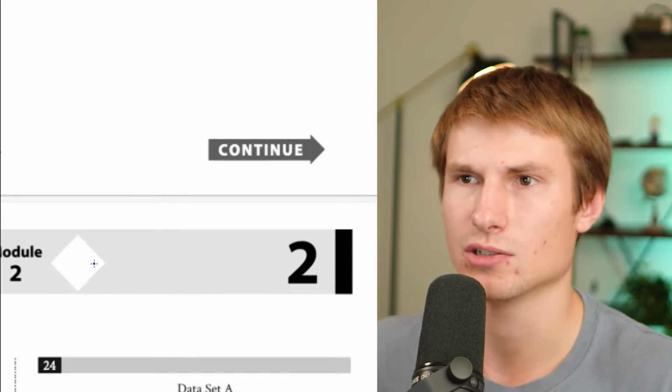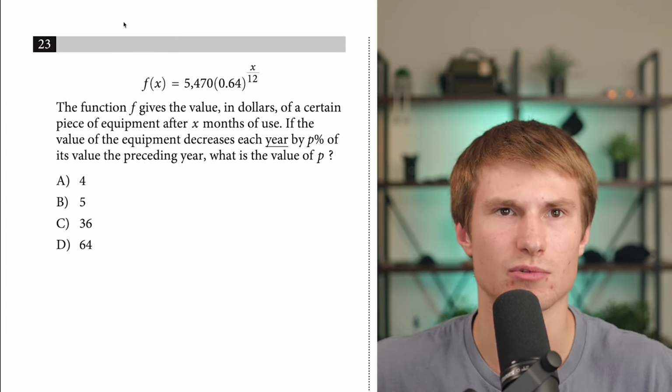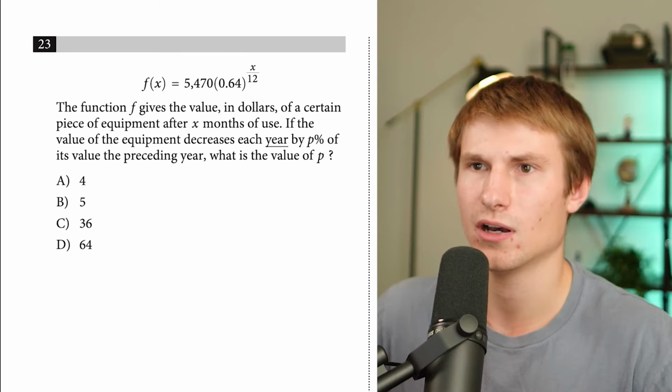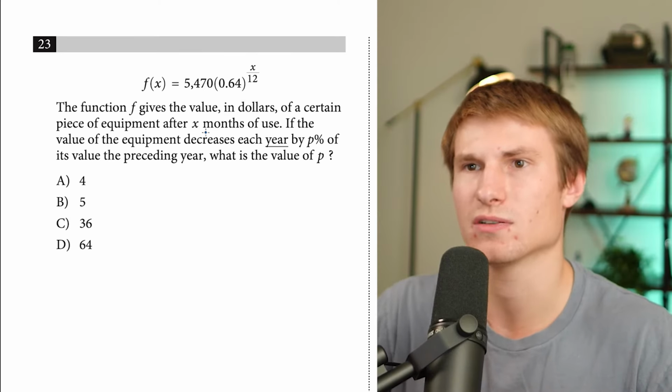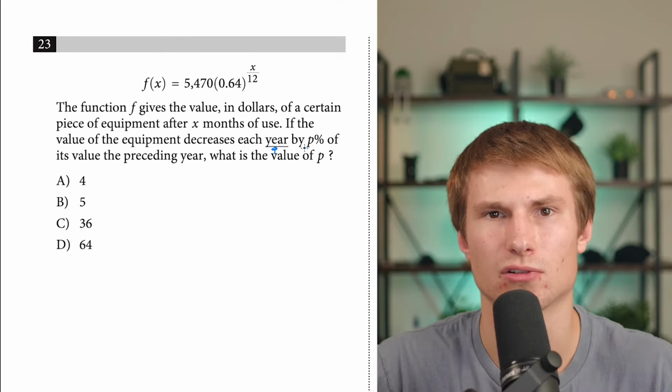We can go and move on to number 23 now, I believe is what we're on. Let me go and switch sides. Yep, 23. All right, looks like we've got function f gives the value in dollars of a certain piece of equipment after x months of use. If the value of the equipment decreases each year, pay attention to that, it's underlined, by p% of its preceding value, what is the value of p?